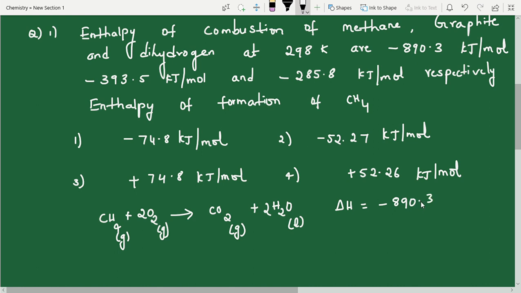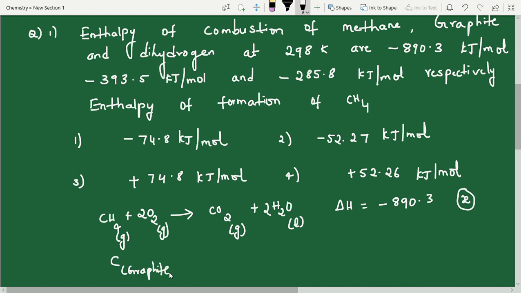Always taking this value will make it a long procedure, so I will make it into a simplified shortcut. Let us take it as X. Now equation 1 is X; the delta H value we are taking as X. Now the next one, graphite. What is graphite, students? Carbon, the graphite form.